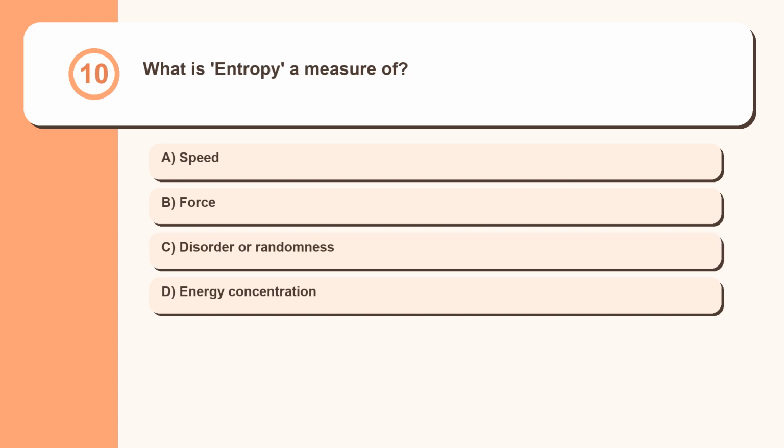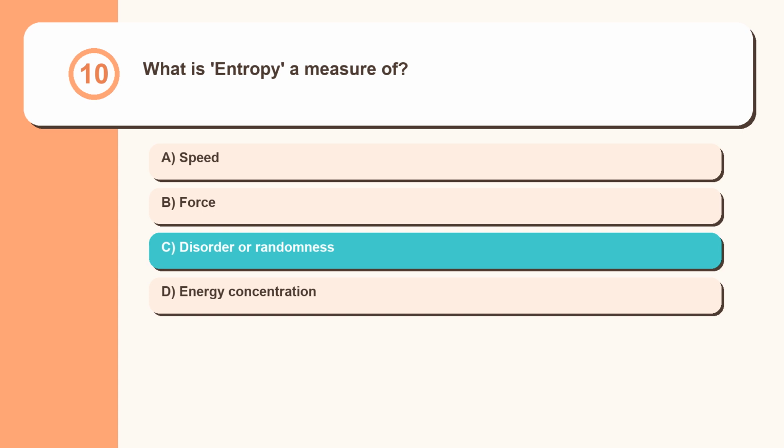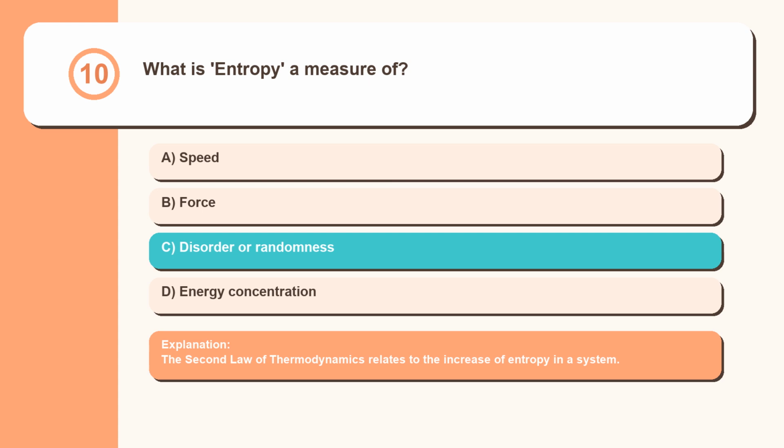Question 10. What is entropy a measure of? Speed, force, disorder or randomness, energy concentration. The second law of thermodynamics relates to the increase of entropy in a system.